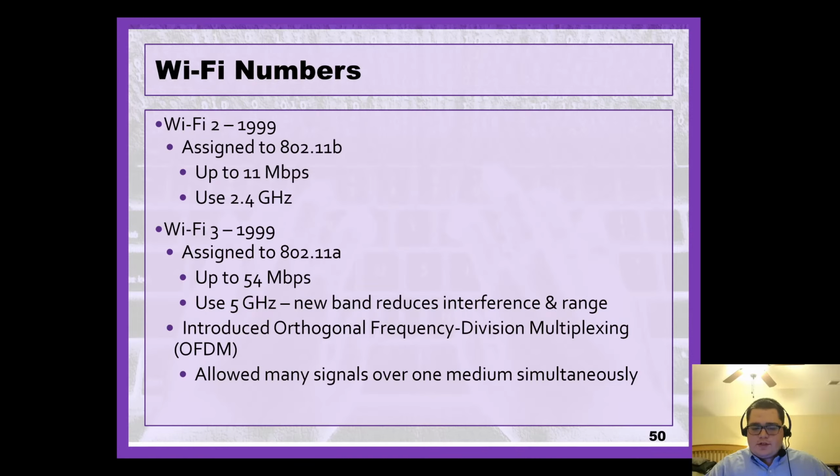Wi-Fi 2, established in 1999, was assigned to 802.11b. It didn't introduce many new things, but it did increase the speed to 11 megabits per second, and it also used the 2.4 gigahertz range.